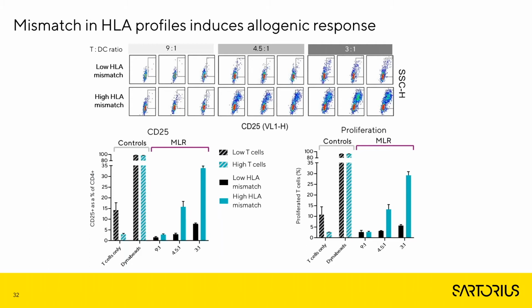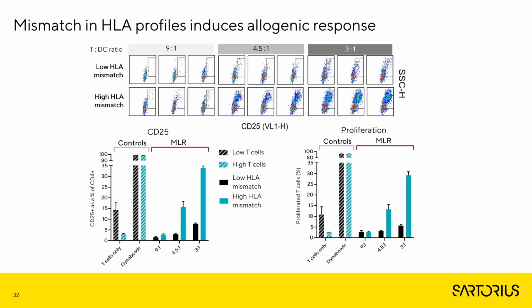At the top is a plate view diagram taken from Forecyt, which shows plots from individual wells containing the low and high mismatch co-cultures at each T to DC ratio. Expression of activation marker CD25 is plotted along the x-axis, and the side scatter or granularity is on the y-axis. And it's clear from this diagram that as the T cell to DC ratio decreases from 9:1 to 3:1, which corresponds to an increase in the number of DCs per well, the degree of T cell activation in the high mismatch co-culture increases much more drastically than in the low mismatch co-culture.